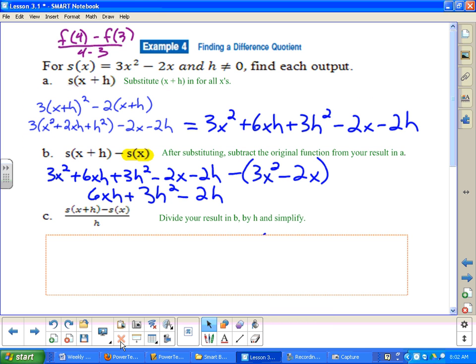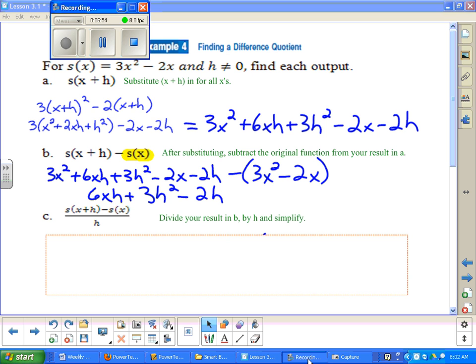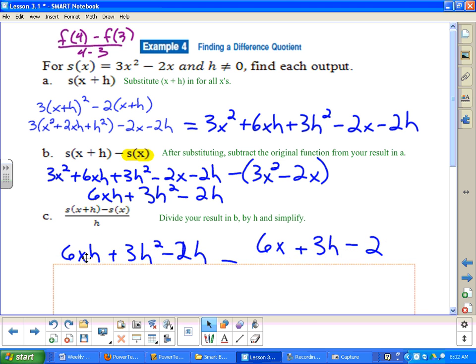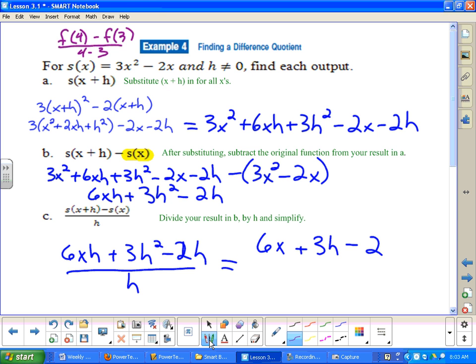Then what we're going to do is take our result from letter B and divide it by h. And since each individual part has an h in it, I'm just going to cancel an h in each individual section. So 6xh divided by h will be 6x. 3h squared divided by h is 3h. And negative 2h divided by h is negative 2. And so then this is my answer.